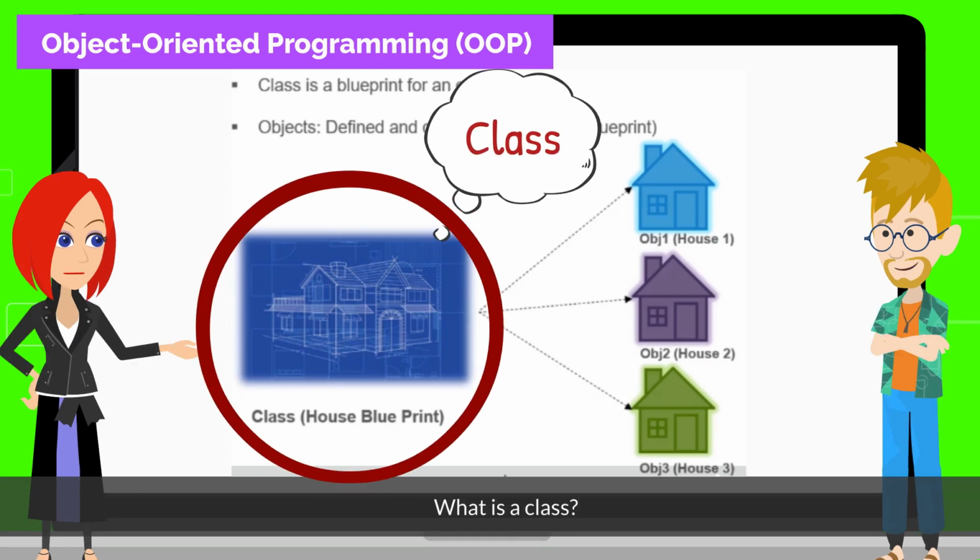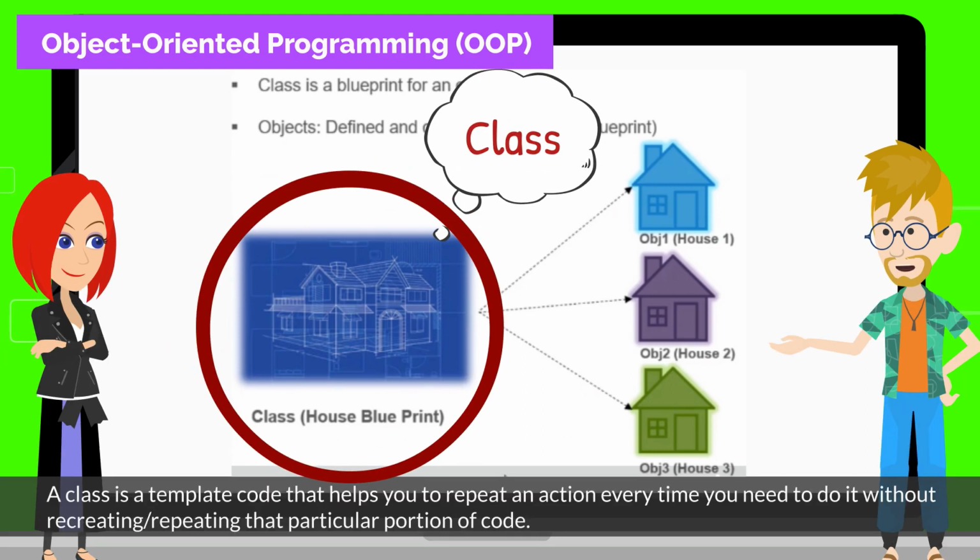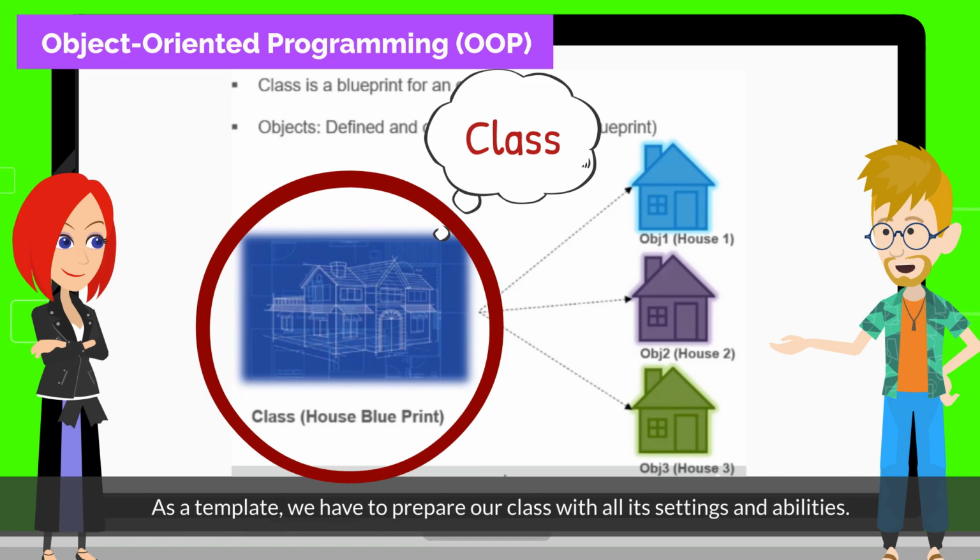What is a class? A class is a template code that helps you to repeat an action every time you need to do it without recreating or repeating that particular portion of code. As a template, we have to prepare our class with all its settings and abilities.